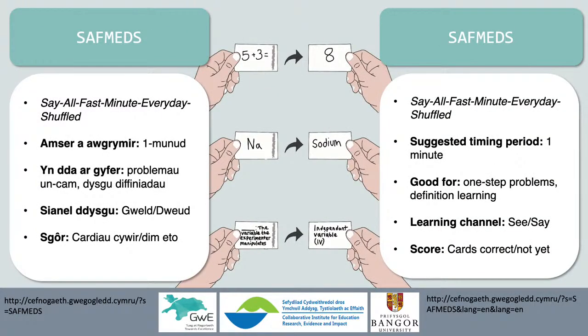Say All Fast Minute Every Day Shuffled, or SAFMEDS, is an empirically supported flashcard strategy derived from precision teaching. It can be a helpful strategy for pupils to use to build fluency of fact-based skills. We have a separate training session dedicated to this if you're interested in learning more. We've also developed flashcard resources to support the foundation phase through to Key Stage 3 numeracy curriculum in Wales. These resources and training are available for free on the GWER Support Centre. The links to the English and Cymraeg resources are at the bottom of the slides, and we have also put them in the YouTube description box for ease of access.